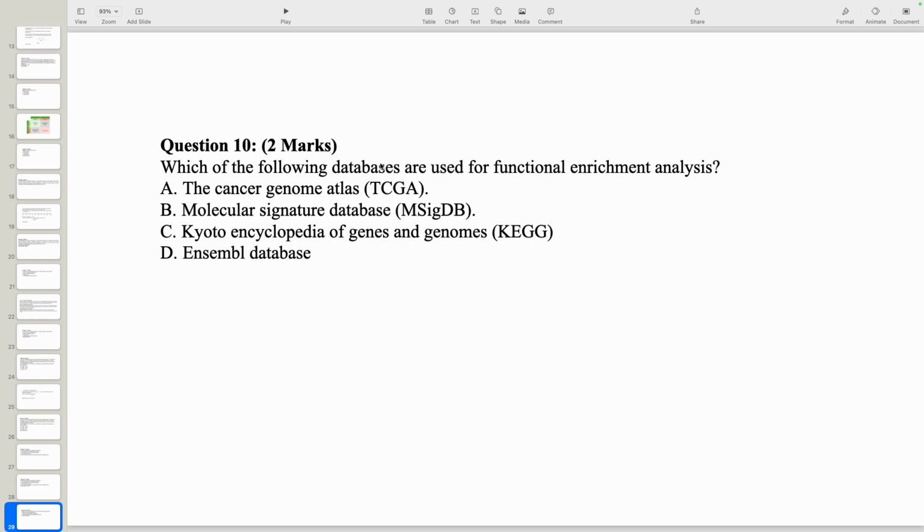Which of the following databases are used for functional enrichment analysis? A, the Cancer Genome Atlas. B, the Molecular Signature Database. C is Kyoto Encyclopedia of Genes and Genomes, KEGG. D is Ensembl Database. Please try to answer this question.